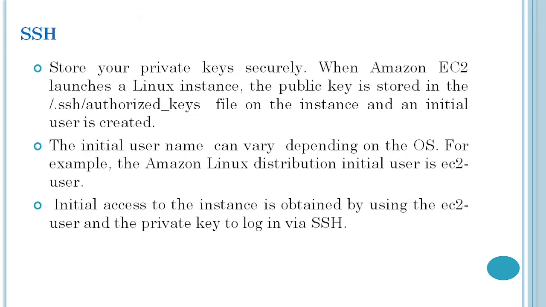You can connect to your EC2 instance using the SSH protocol. You need to store your private keys securely. When Amazon EC2 launches a Linux instance, the public key is stored in the .ssh/authorized_keys file on the instance and an initial user is created. The initial username can vary depending upon the operating system. For example, on the Amazon Linux distribution the initial user is ec2-user. Initial access to the instance is obtained by using ec2-user and the private key to log in via SSH.